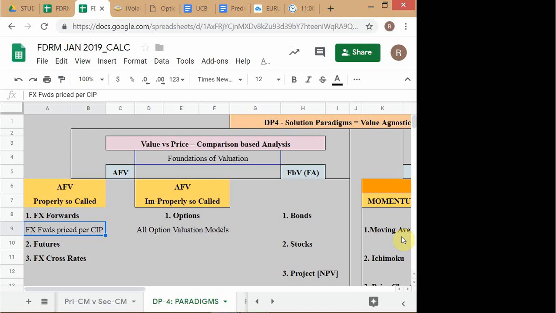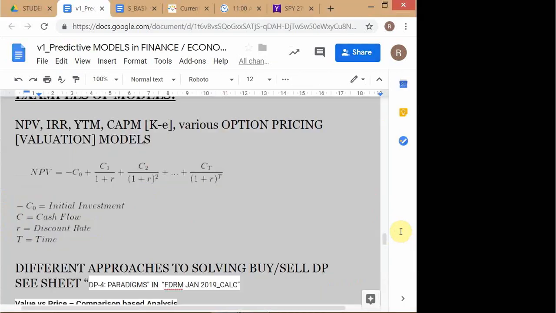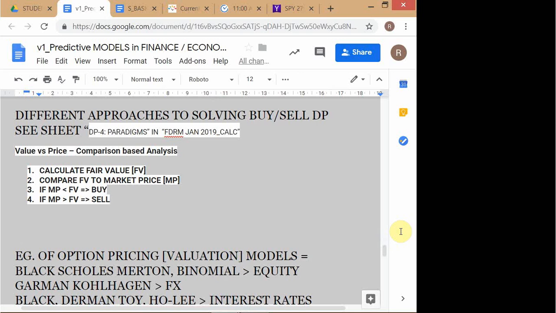When you go from valuation to the decision problem, you go there by applying the value versus price framework. Again, people are zoning out as if I'm talking Japanese. Are you following what I'm saying? You apply your valuation techniques, and then when you go to solve the decision problem, you're essentially applying this framework, the price versus value comparison.